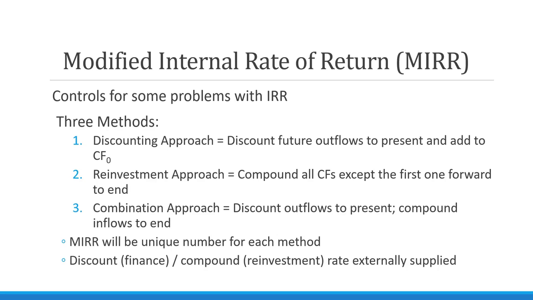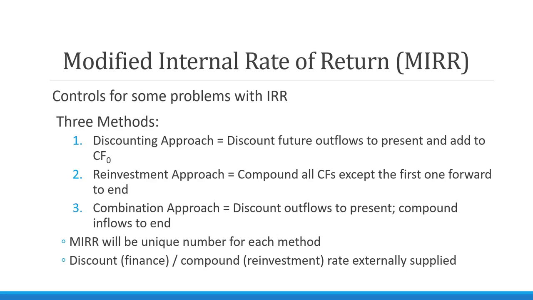The first method is the discount approach. This is where we discount all future values to the present and add to the year zero cash flows. The second method is the reinvestment approach. In this approach, we compound all cash flows except the first one forward to the end of the project. And then the third method is a combination approach where we do a combination of both. One is we discount the outflows to the present, and then we compound the inflows to the end.